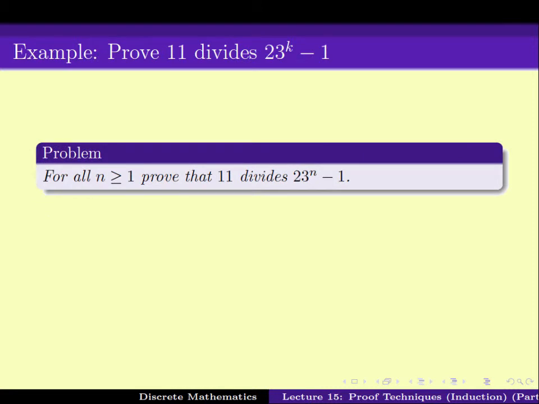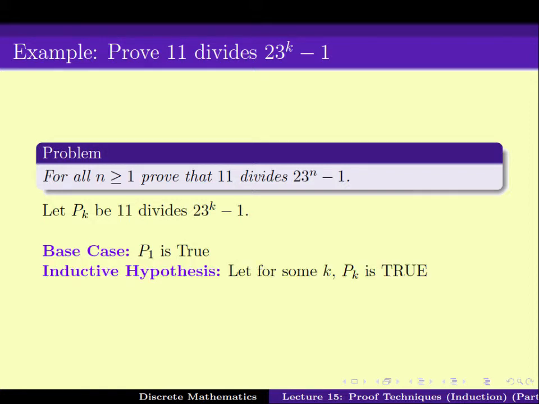So in other words, this is the problem. P(k) says that 11 divides 23^k minus 1, and we have to do the base case, namely P(1) is true, the inductive hypothesis, namely let's assume for some k, P(k) is true, and the inductive step, assuming P(k) is true, prove that P(k+1) is true.